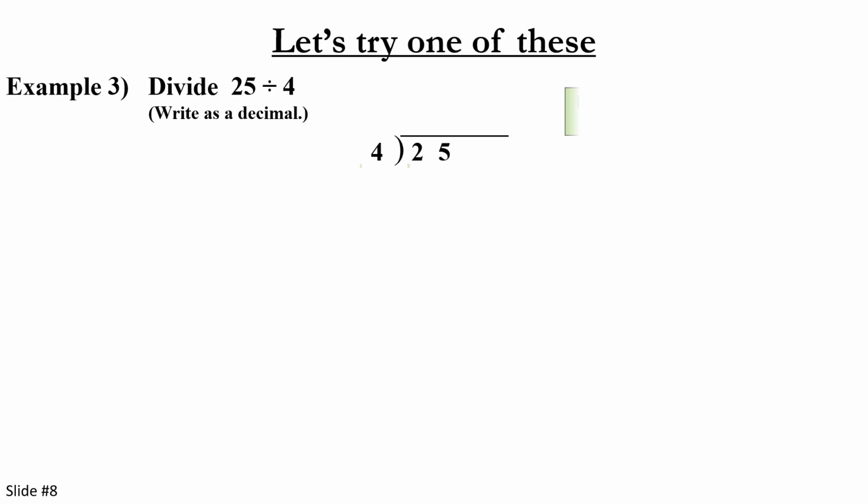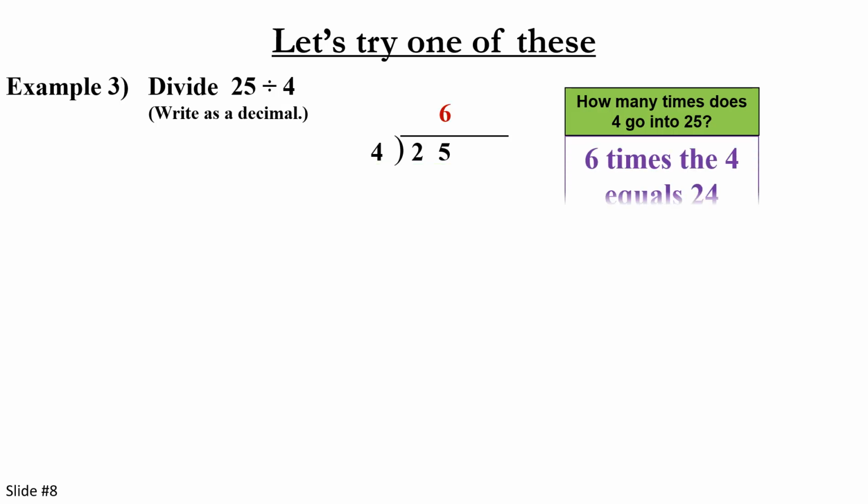So let's take 25 and divide it by 4. Instructions: write as a decimal. Okay? Since there's no rounding instructions, I assume it's either going to end or it's going to start repeating. First thing I need to know is how many times does 4 go into 25? Well, it goes in 6 times. 6 times 4 gives me 24. And now I subtract, and I get a 1.